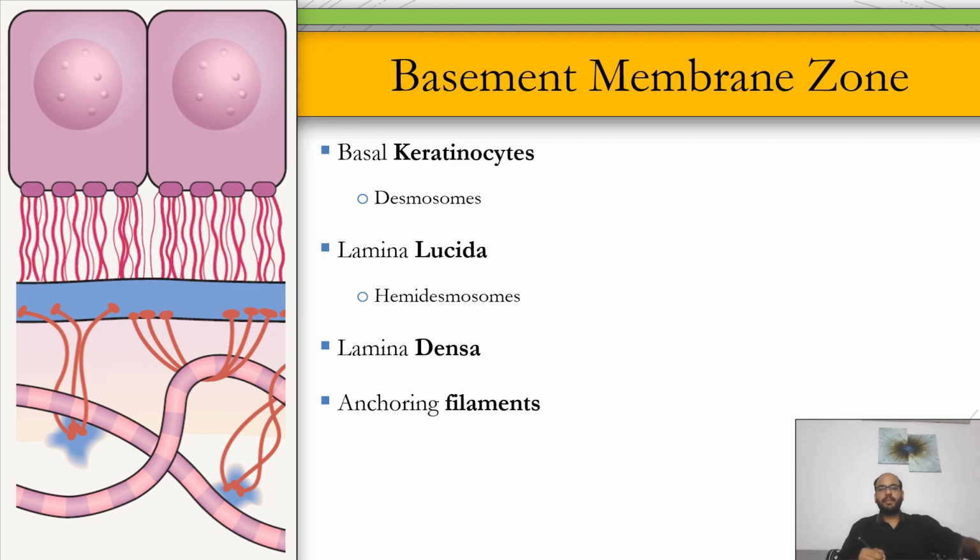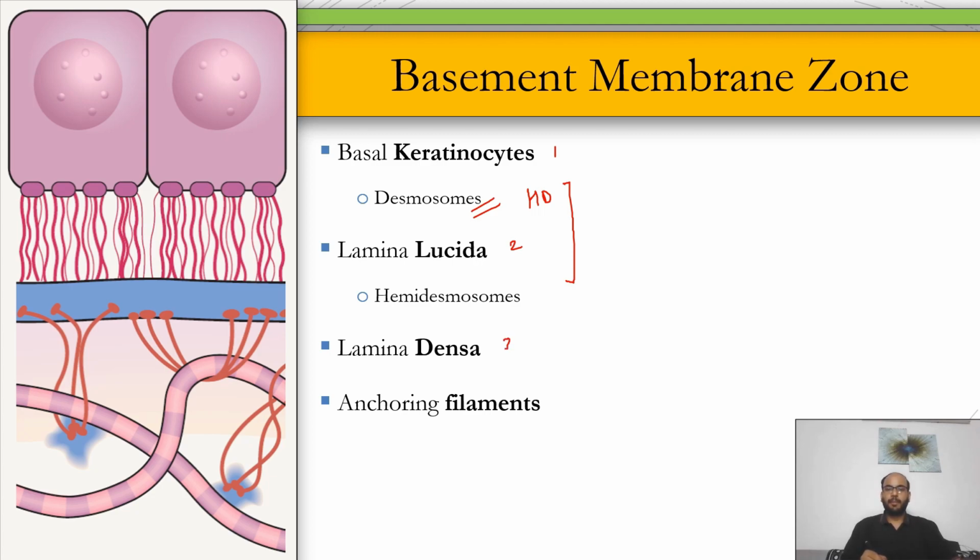So this is again the same picture that we discussed last week. There are four zones to the basement membrane. First is basal keratinocytes, which essentially house the desmosomes. The lamina lucida, which houses the hemidesmosomes. Hemidesmosomes are also present here. It's a connection between basal keratinocytes to the lamina lucida group of proteins.